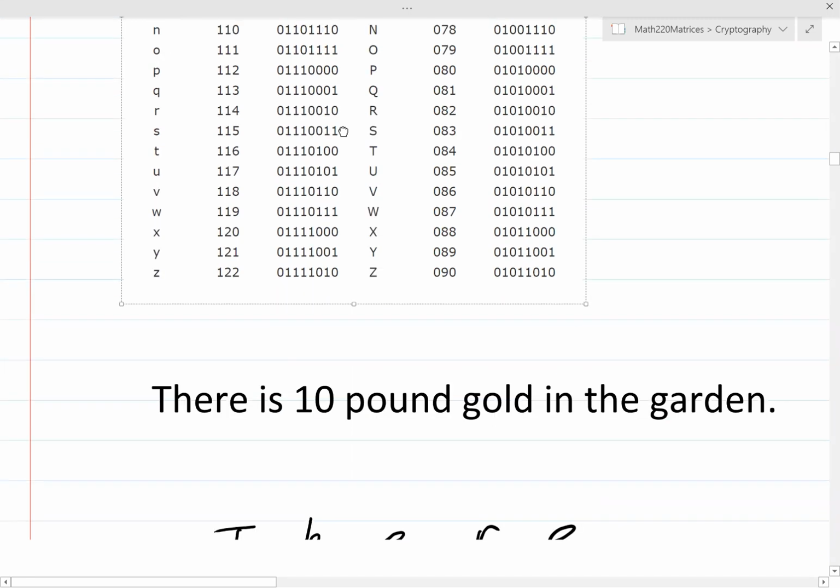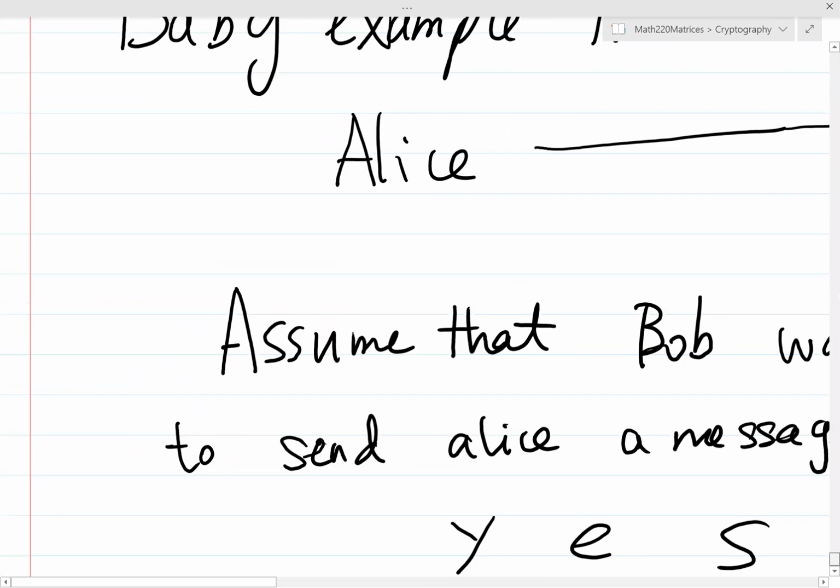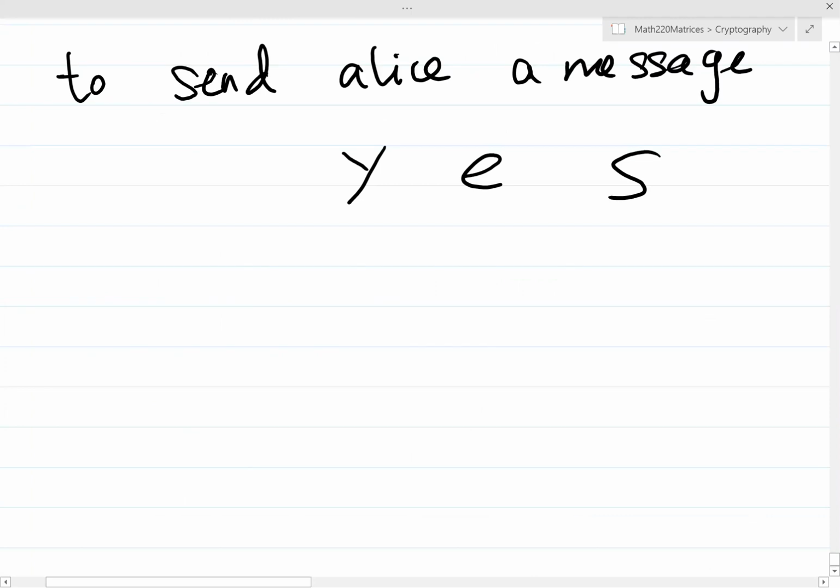So we finally transform these three letters into a number. So Y is 121, E is 101, S is 115. So we get the number, the message. The message is this number.